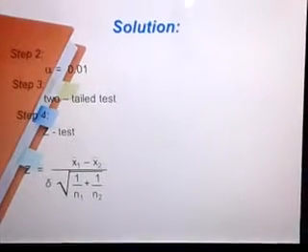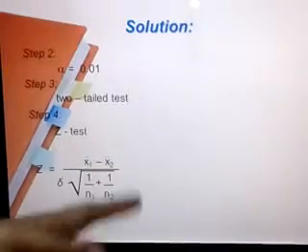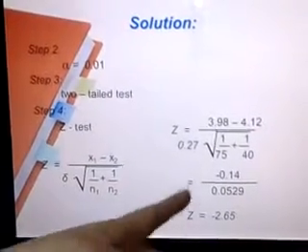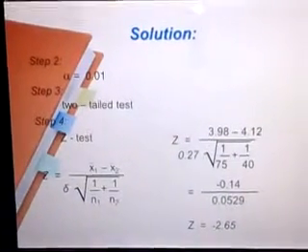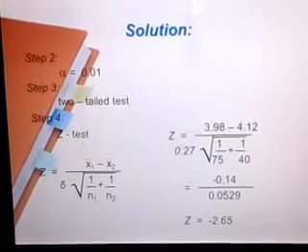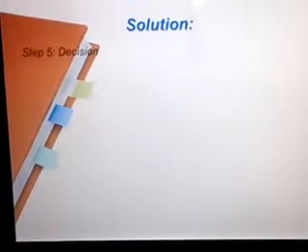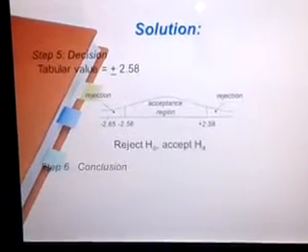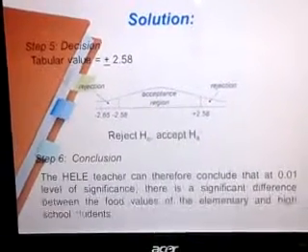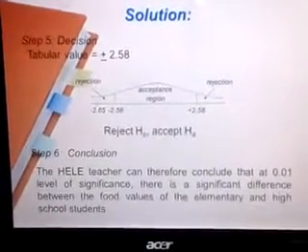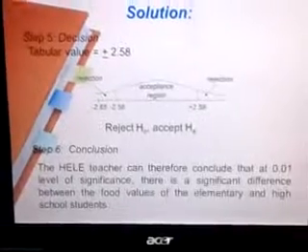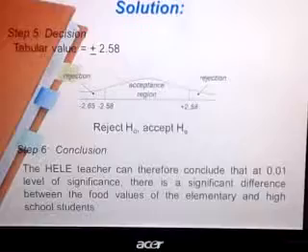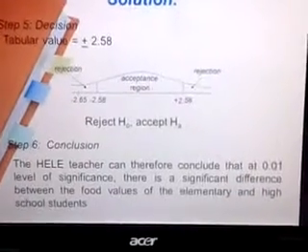Then let us use the z-test. By the use of this formula, we'll come up with our z equivalent to negative 2.65. So our decision and conclusion: the HELA teachers can therefore conclude that at 0.01 level of significance, there is a significant difference between the food value of the elementary students and high school students.